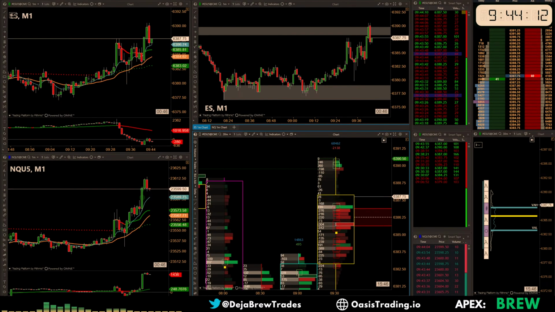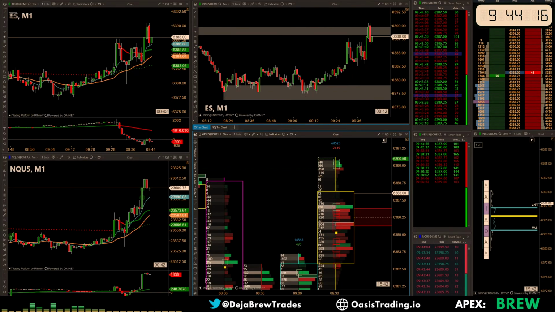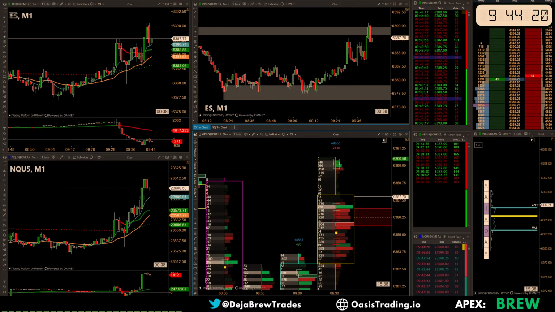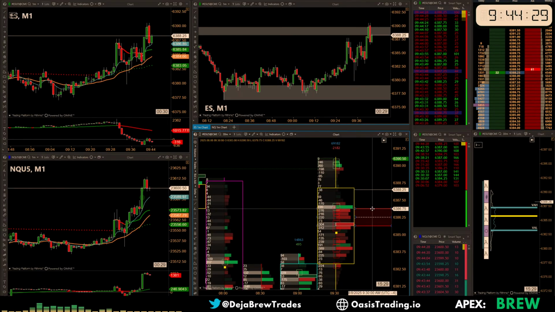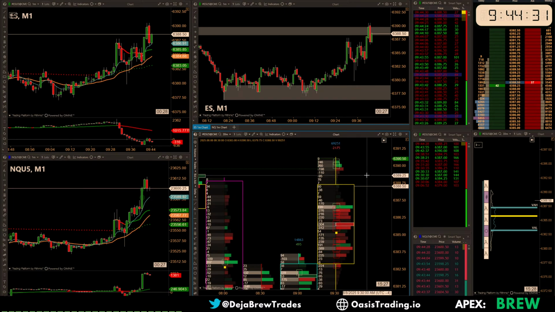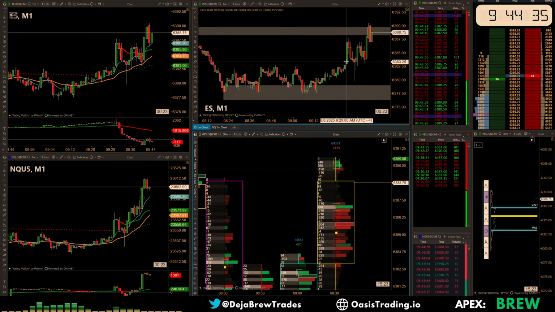VWAP trap, it could be. Unfortunately, NASDAQ and ES are not really following each other here, so you don't really know which delta you can trust. Because the delta on NASDAQ is pretty good. It's not showing a trap, but yes, ES is. ES is on that 90 level, so if we stay below that, it's just going to rotate right back down.